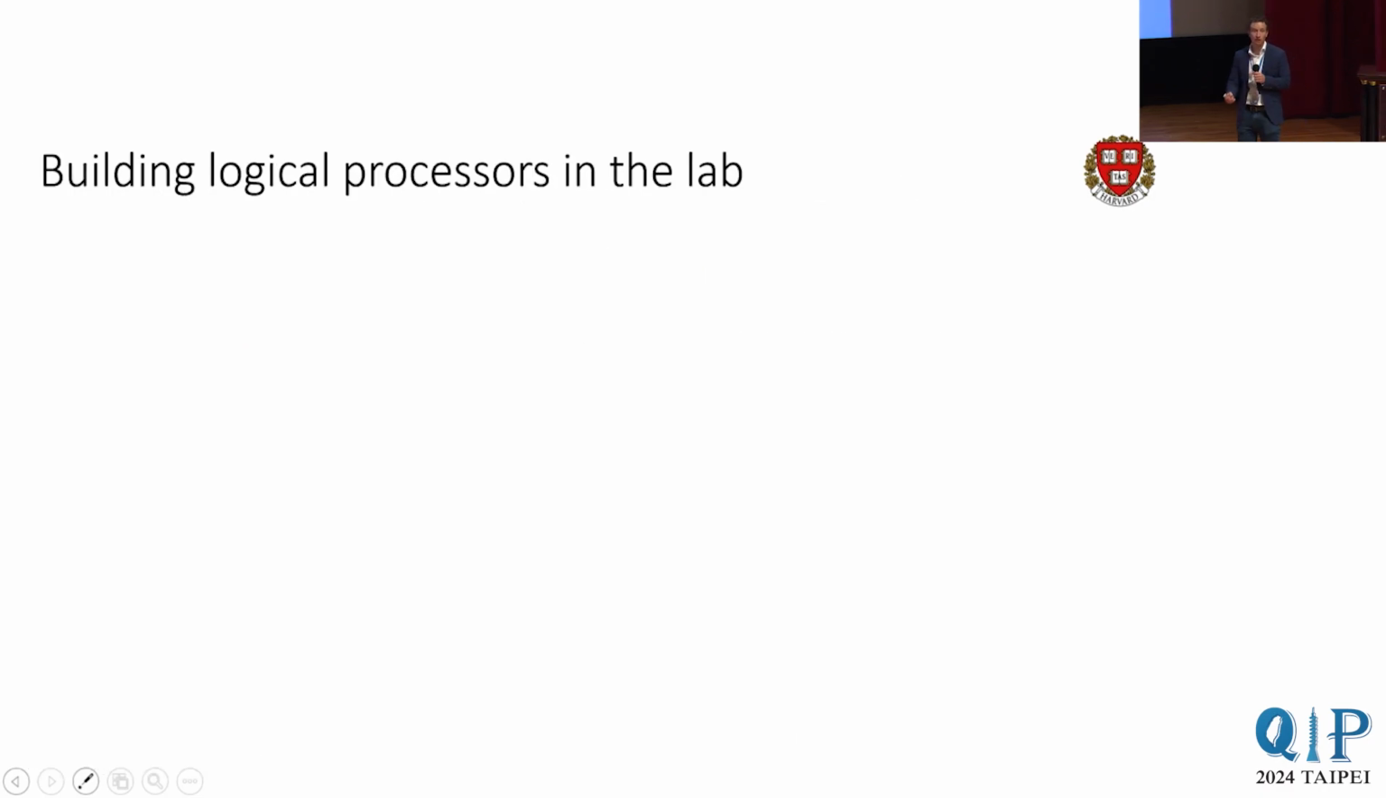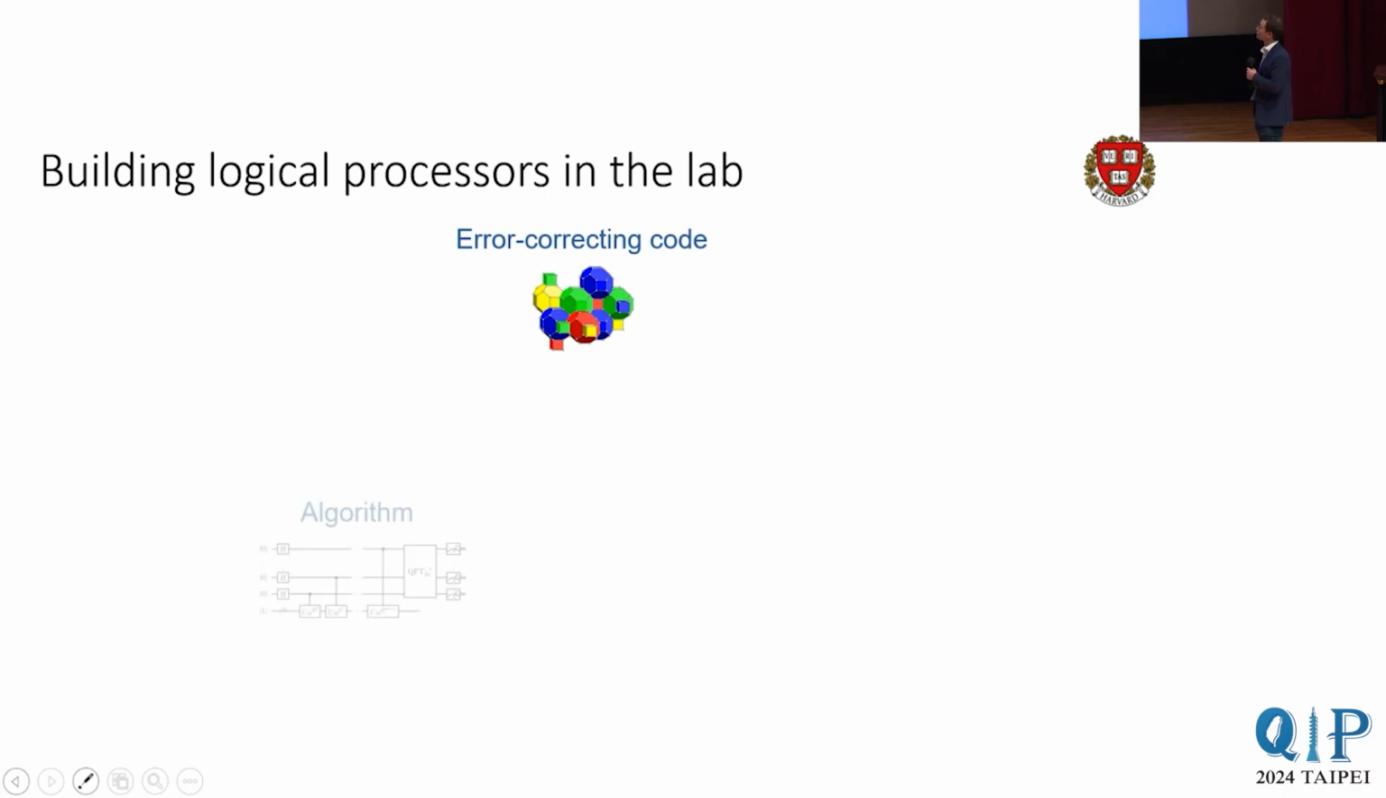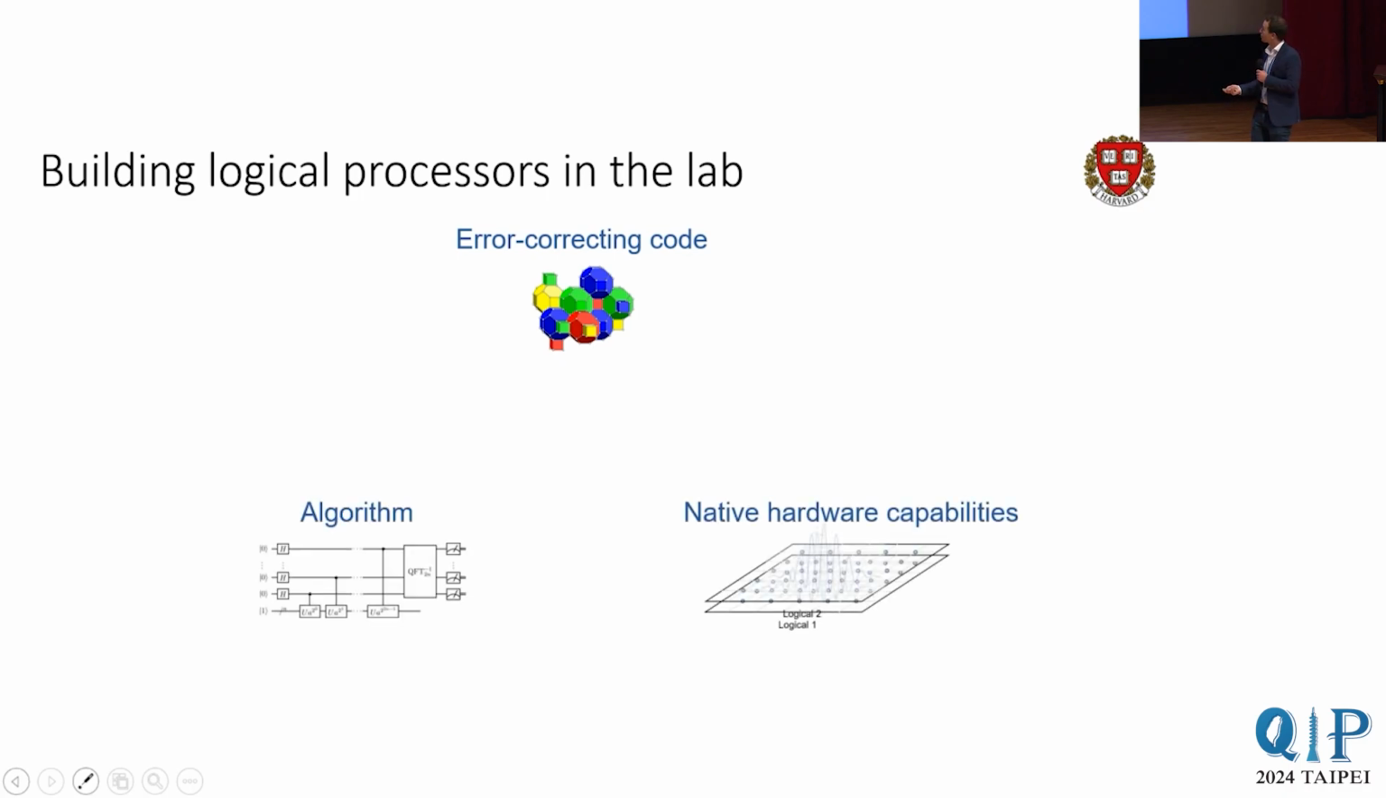Okay, so those are the various aspects of our zoned processor. But another really important aspect that I'll tell you about for the remainder of the talk is the following. Once we're starting to build these logical processors in the lab, you realize that, especially because of this flexible architecture, there's quite a lot of options. There's options both in the error correcting code and the algorithm. There's also native hardware capabilities. And a really central focus here is that of co-design.